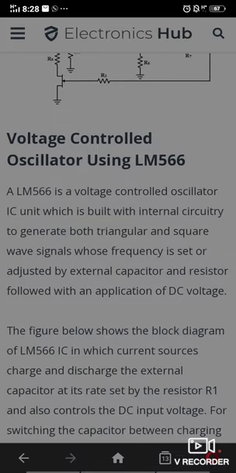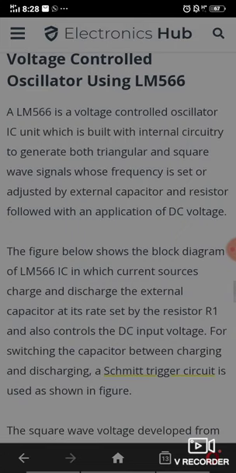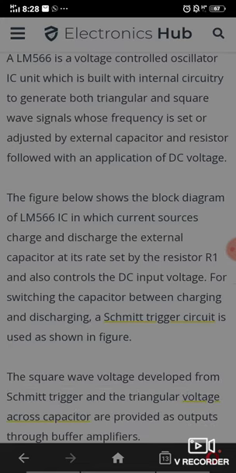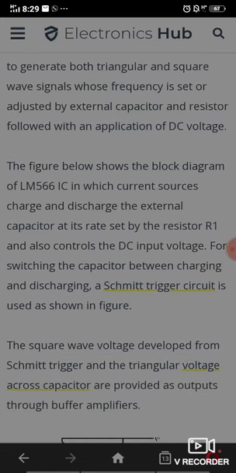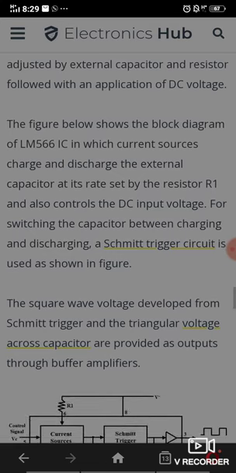The figure below shows the block diagram of the LM566 IC, in which a current source charges or discharges the external capacitor and its rate is set by the resistor, and the DC input voltage also controls the switching of the capacitor between charging and discharging. A Schmitt trigger circuit is used as shown in the figure. The square wave voltage developed from the Schmitt trigger and the triangular voltage across the capacitor are provided as output.